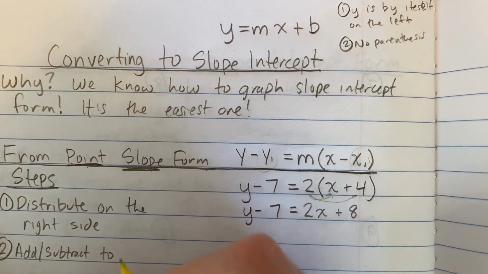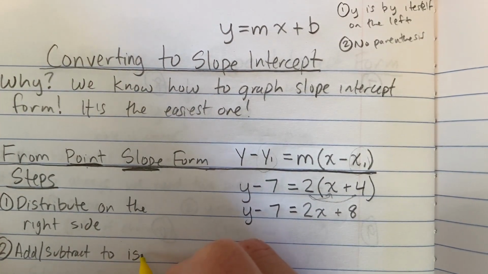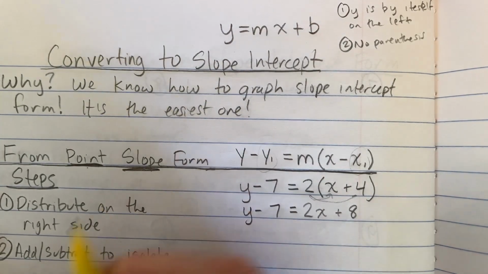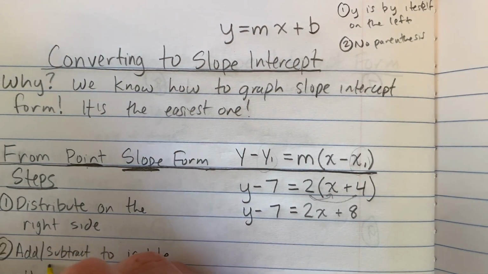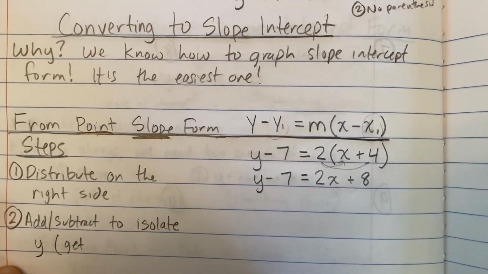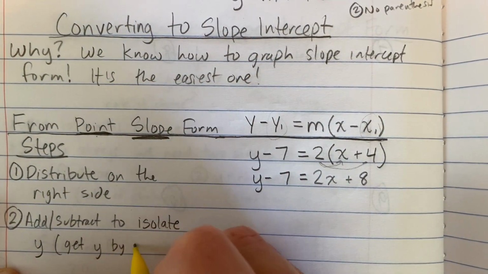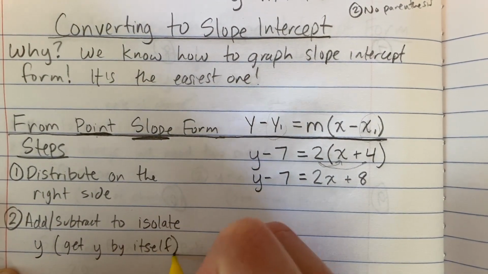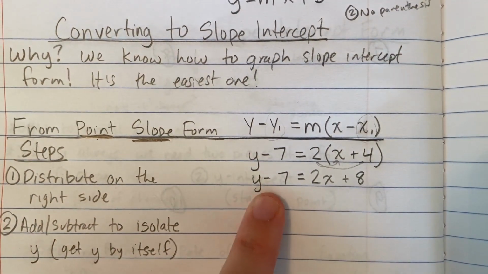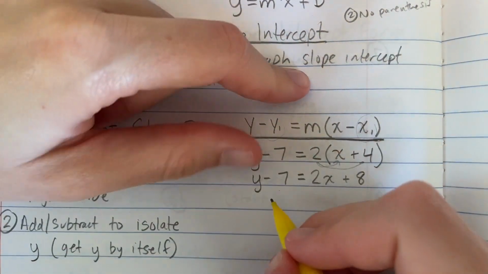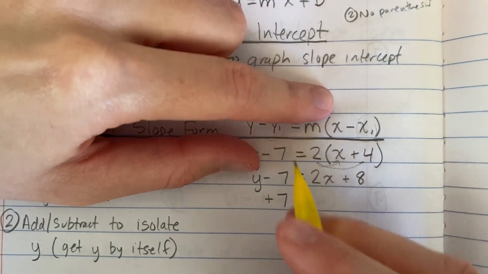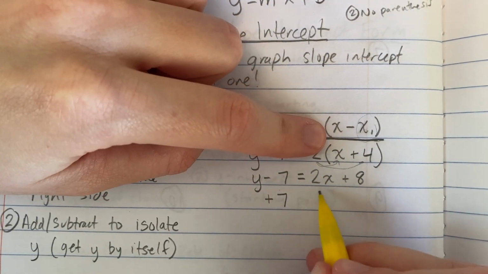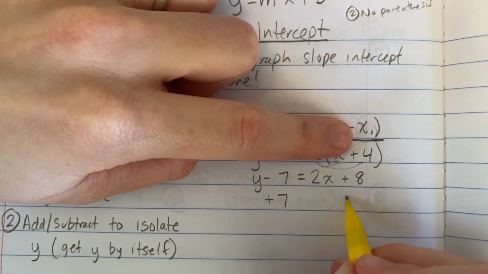And the word we use for getting a number by itself is isolate. Add or subtract to isolate y, right? That means get y by itself. Okay, so right now, how would I get y by itself? Well, right now it has this minus 7, so I'm going to do the opposite of minus 7. I'm going to add 7. Now, where would I add 7? Well, I don't add it here. Those aren't like terms. This has an x, so I'm going to add it right here.